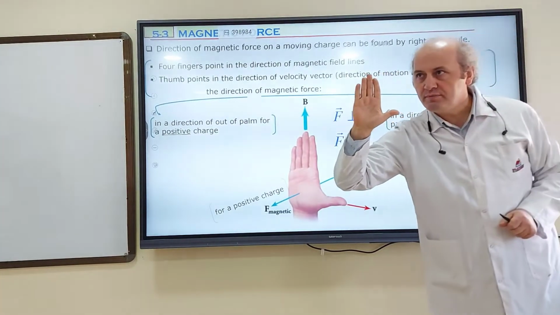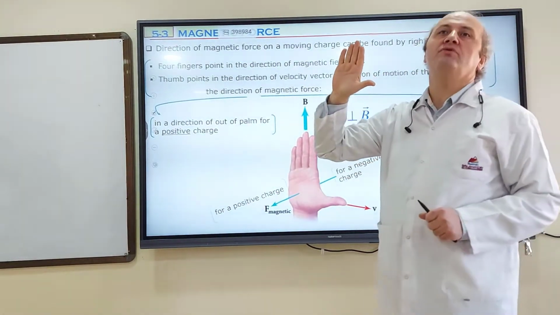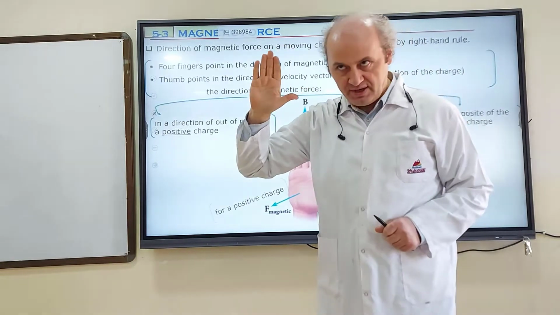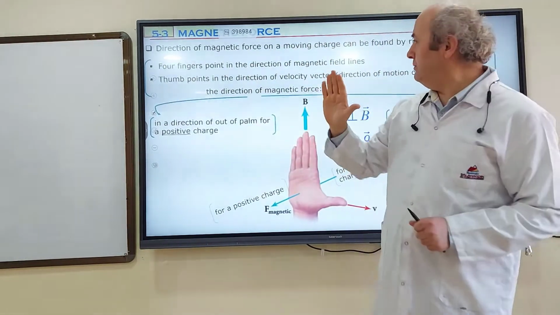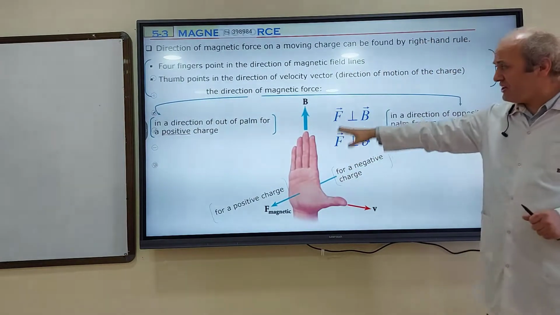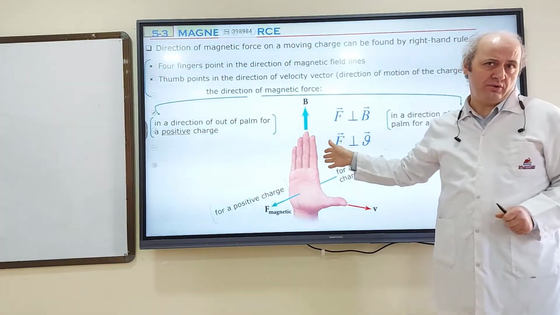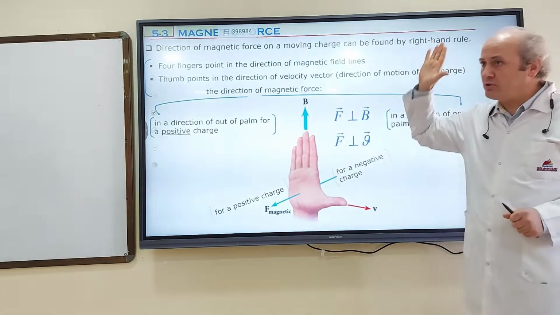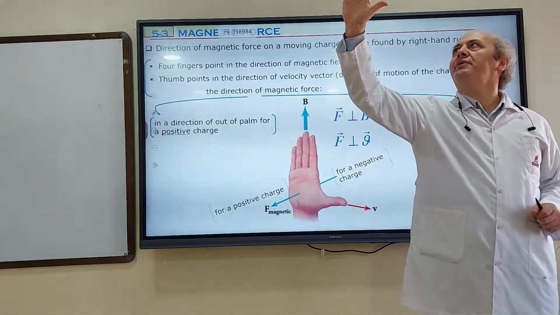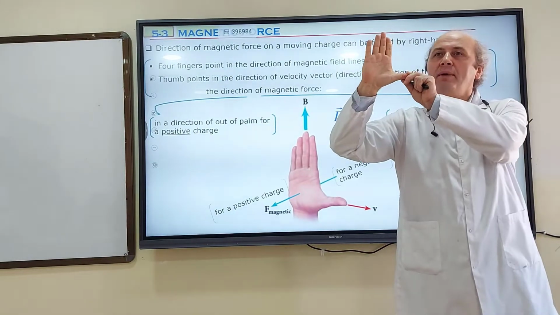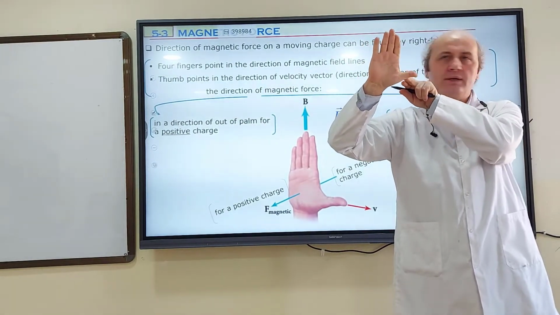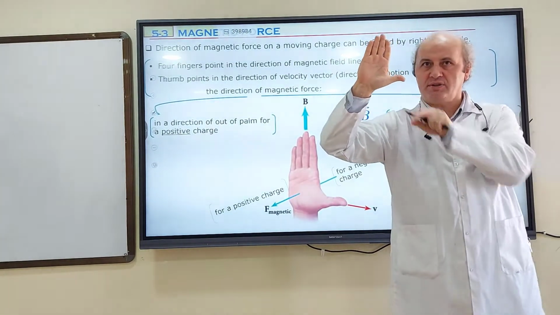So, three quantities we are going to show in here. Magnetic field, B. Direction of the velocity, V. And direction of the magnetic force, F. So, in this section, we only use the right-hand rule; we don't have any other. You are going to open your hand, so flat. So your thumb must be perpendicular to your forefingers, okay?